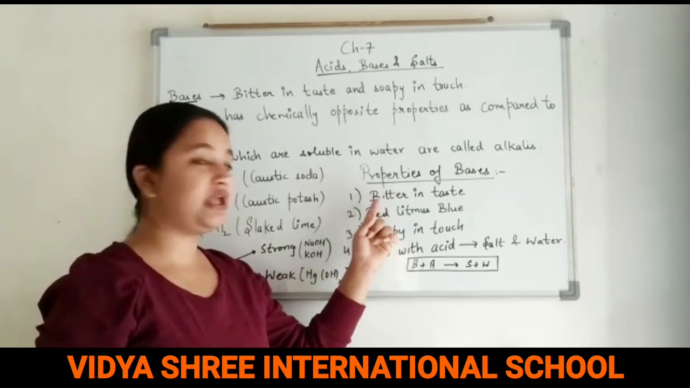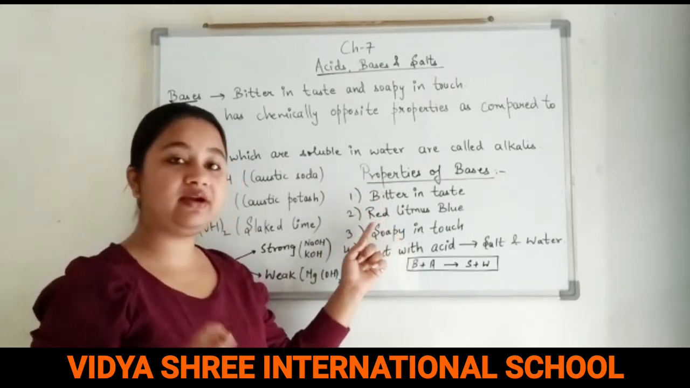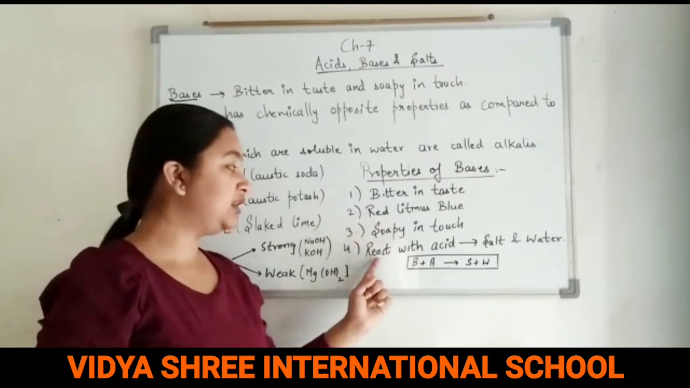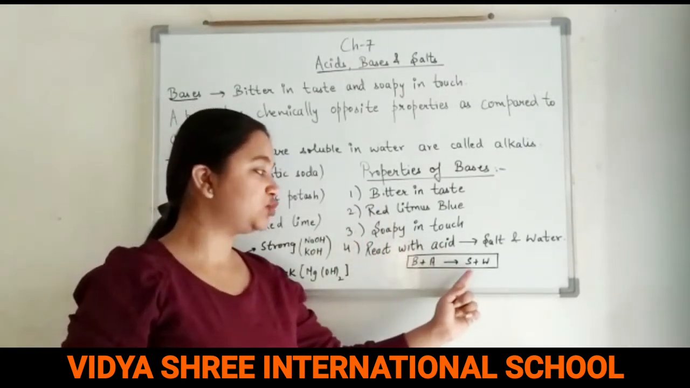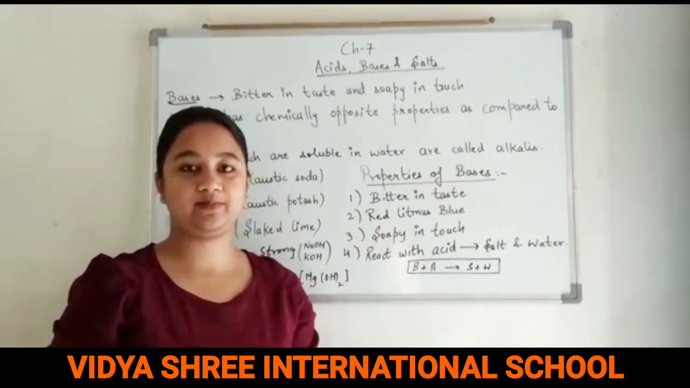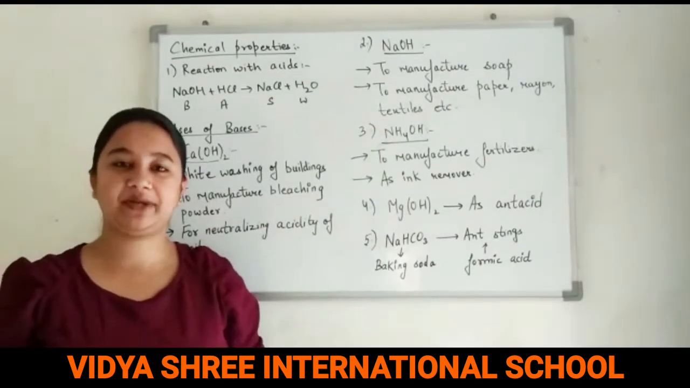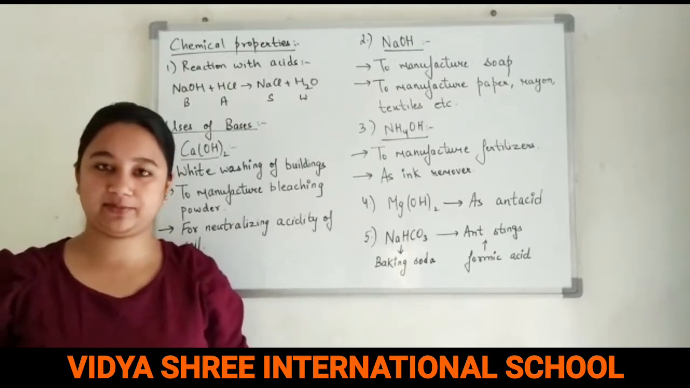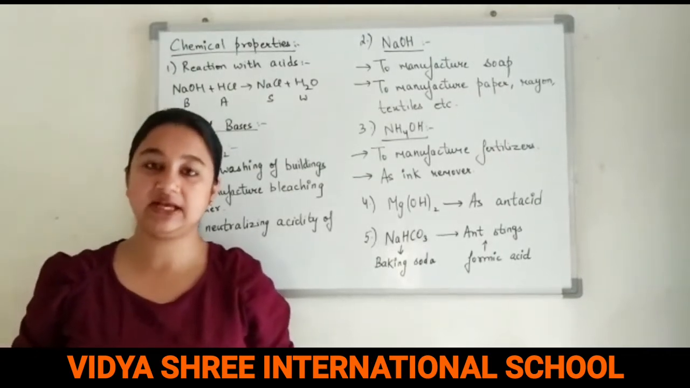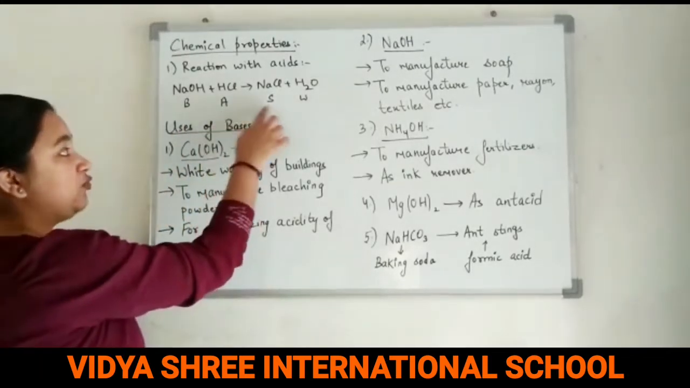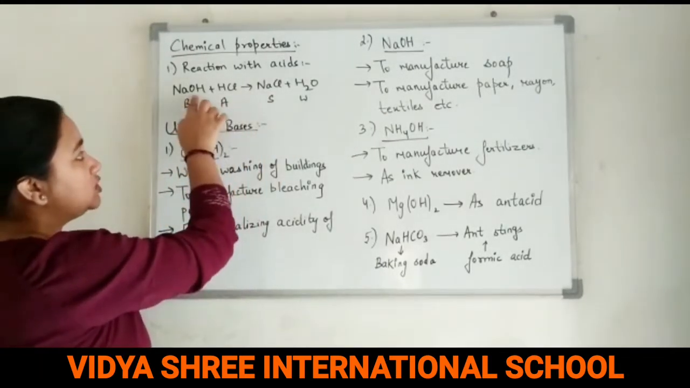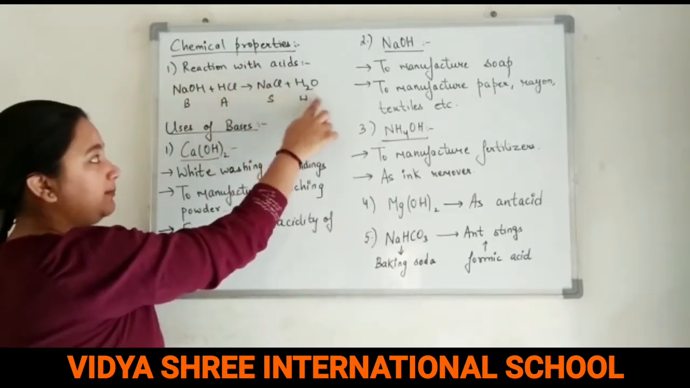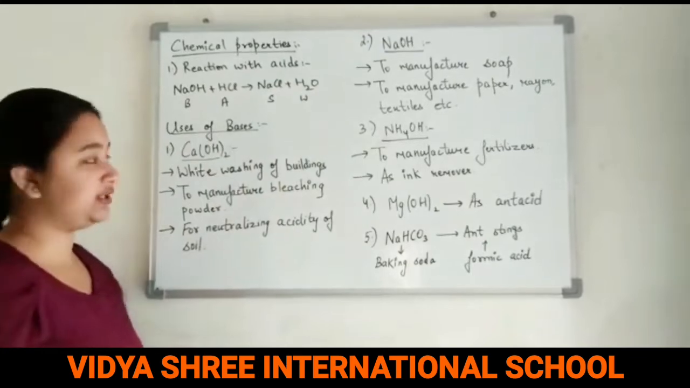One is they are bitter in taste. They turn red litmus paper into blue. They are soapy in touch and they react with acid to form salt plus water. Moving forward to our next topic, that is chemical property of bases. Here we are going to learn only one chemical property, that is reaction with acids. Bases generally react with acids to form salt plus water. Here sodium hydroxide reacts with hydrochloric acid to form salt, that is NaCl, and water with it.